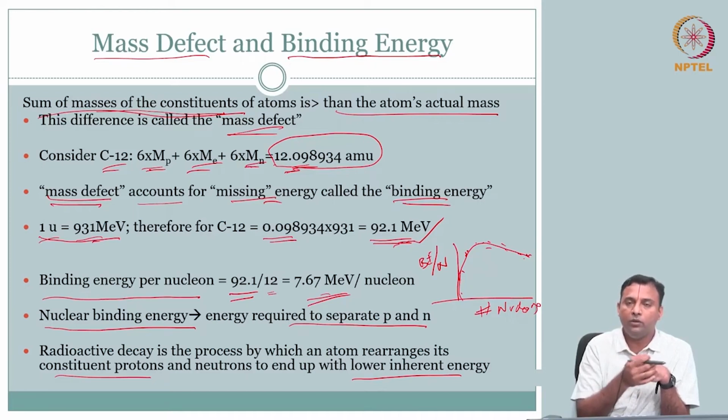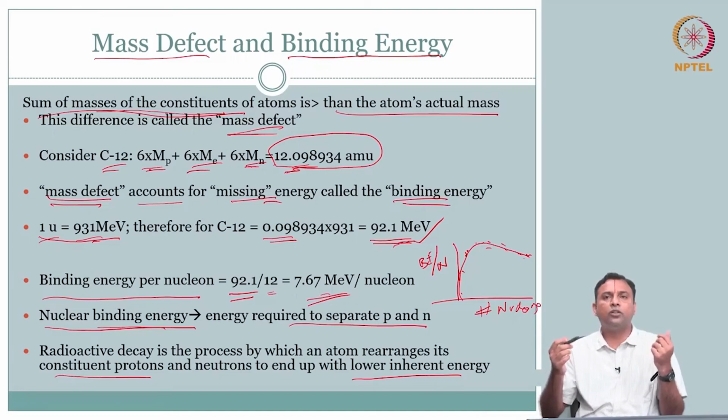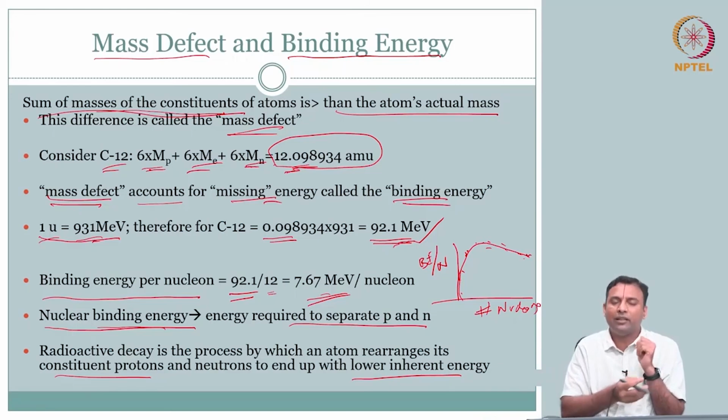How does it come down? It rearranges the constituents. This nuclear binding energy is analogous to the concept of electron binding energy that we saw. There, it had to rearrange, and in the process it gave out the excess. A similar thing happens here, but this is now happening in the nucleus.